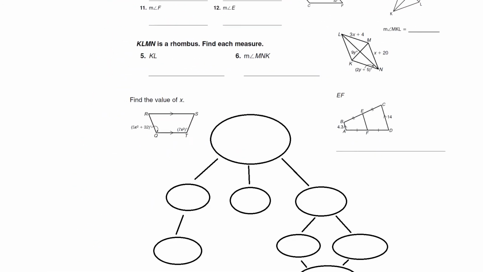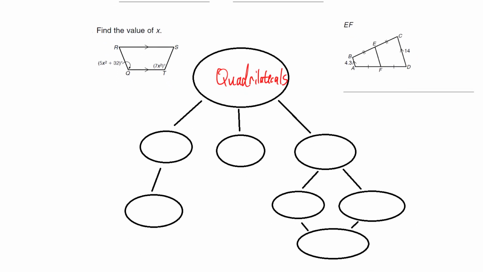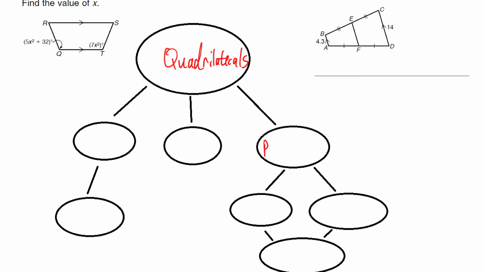Okay, I'm going to drop down here to this little bubble map thing. At the top here, we're going to put quadrilaterals. So what are different quadrilaterals we've talked about? Okay, let's go ahead and do that one. That's going to fit right here.